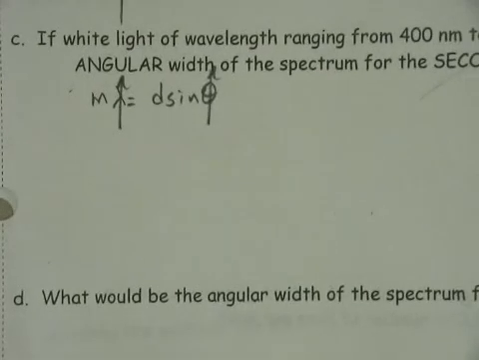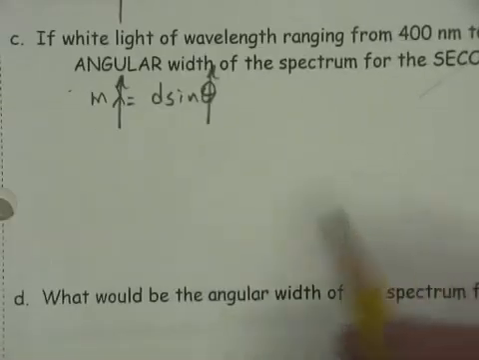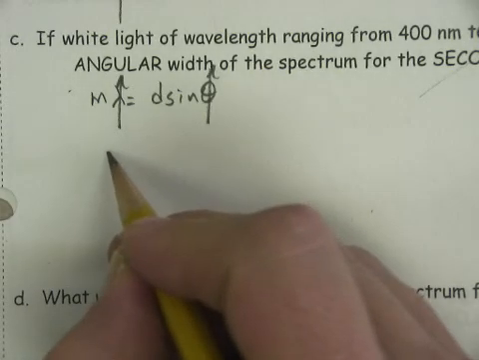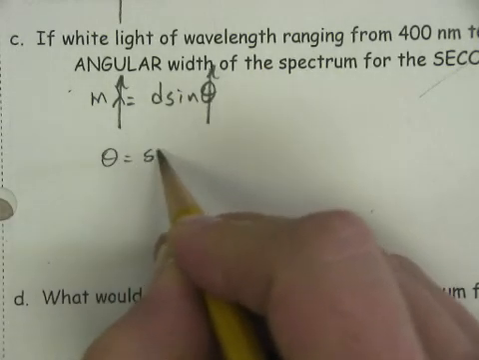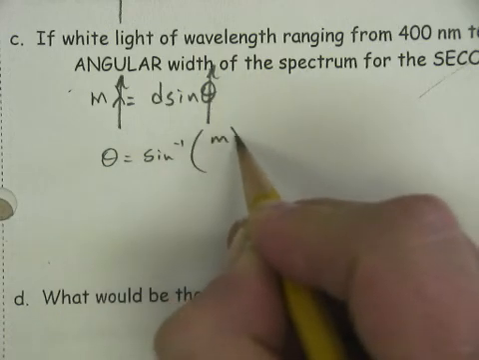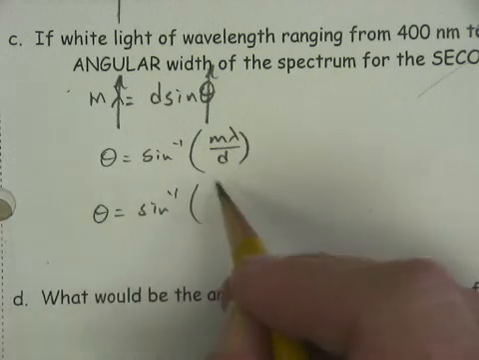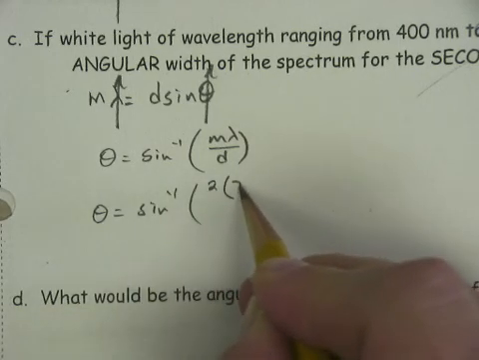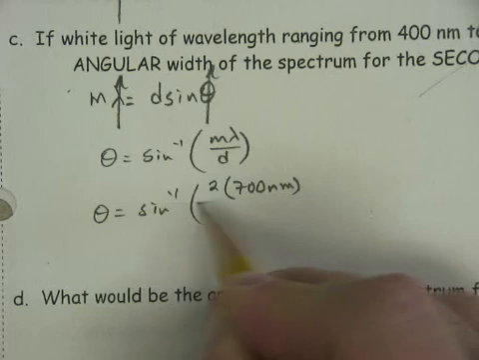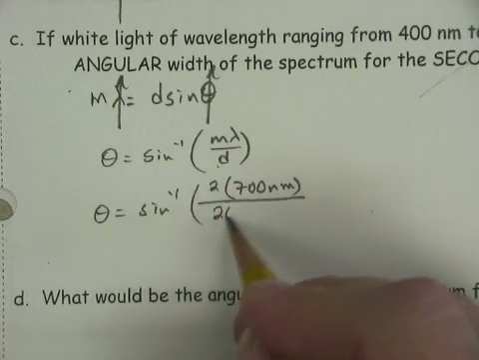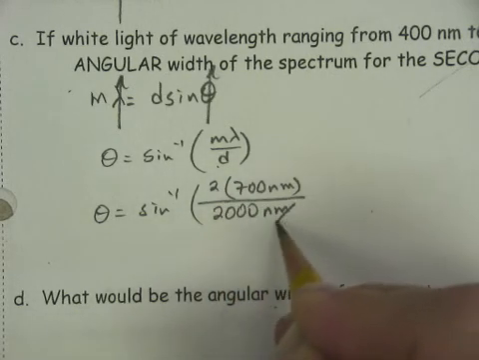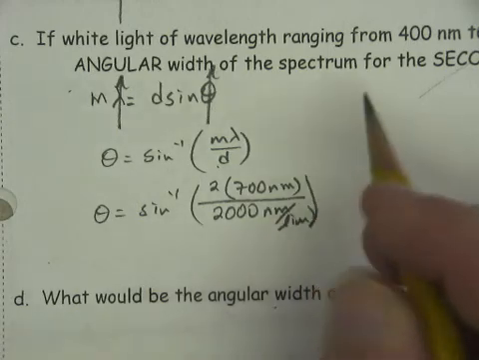All right, so I'm going to go down here. I'll do red first, or I should say the longest wavelengths, which will be 700. In this case, they give me 700 right here. And so I'll go ahead and run through those. So I'm going to solve for theta. Theta is equal to inverse sine of m lambda over d. Theta is equal to sine inverse of second order times the wavelength, which is 700 nanometers, all divided by d, which we had above, which was 2,000 nanometers per line.